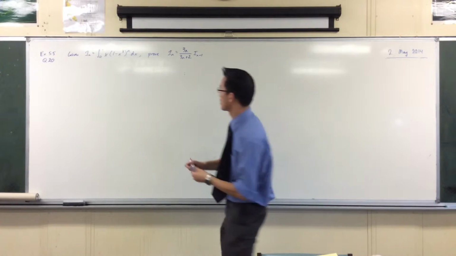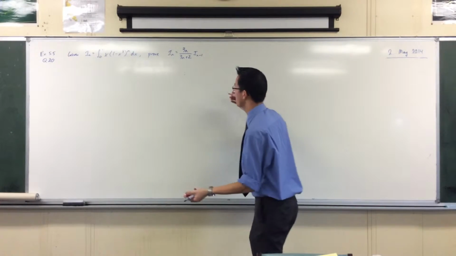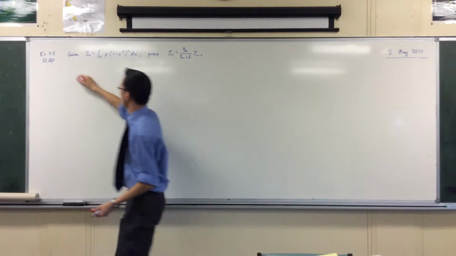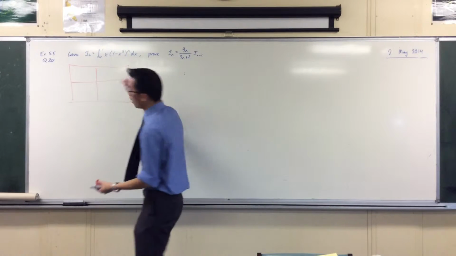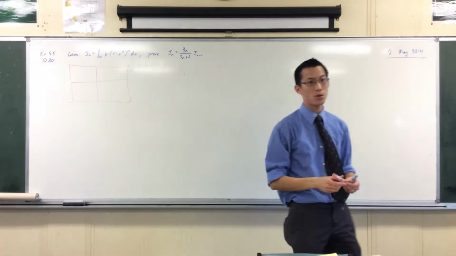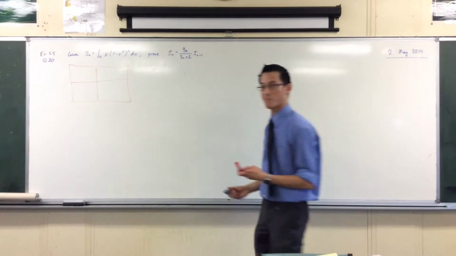I'll draw my table up. Where shall I do it? Oh yeah, I'll do it over here. What might you suggest would be good choices for u and dv? What do you reckon?